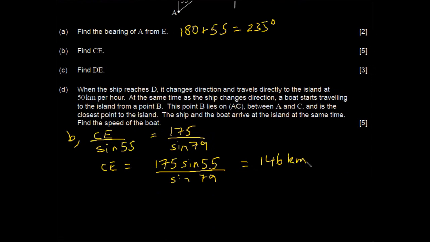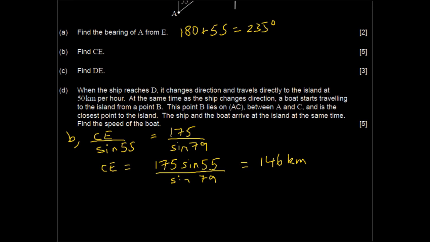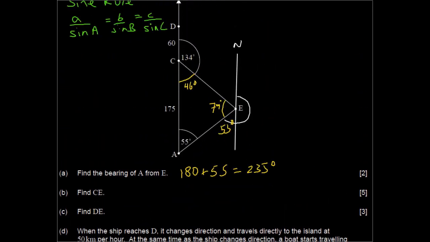Then, part C says find DE. So, DE is going to be this length, or this side along here. So we've got that one there. So in this case, we're now going to consider this triangle here, CDE. So I've just worked out how long this side is. I know how long this side is. I know this angle in between, so I should be able to use the cosine rule.